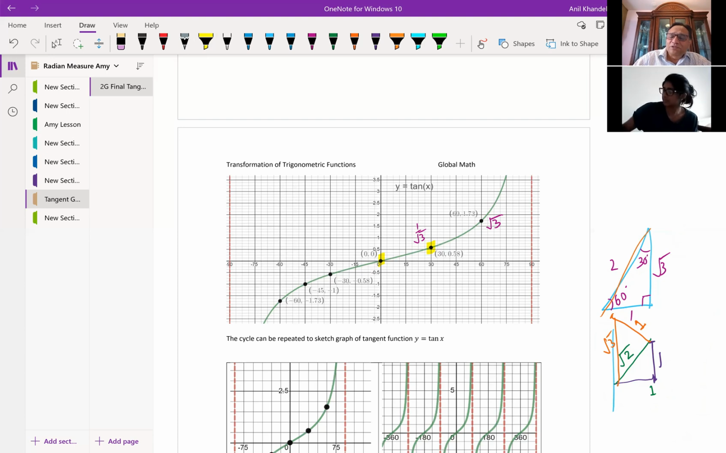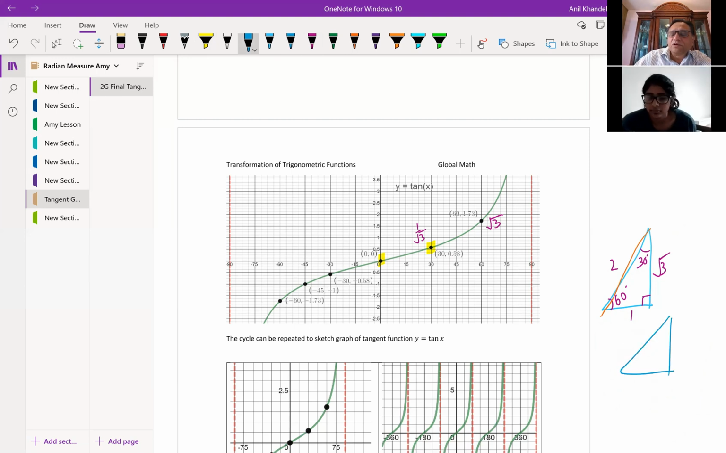So anyway, we have this. The two triangles which we are basically working with are the special triangles. These are 30, 60, 90, and 45, 90, 45, right? So 1, 1, square root 2.